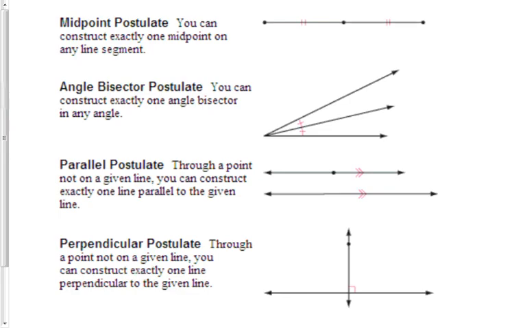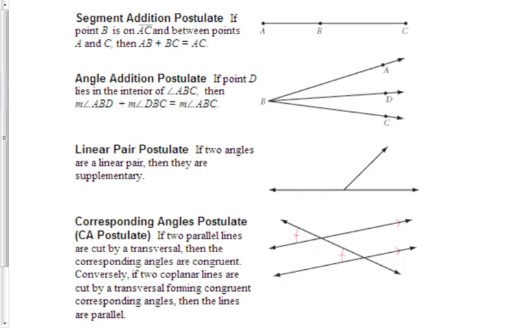The midpoint postulate. You can construct exactly one midpoint on any line segment. Angle bisector postulate. You can construct exactly one angle bisector in any angle. The parallel postulate. Through a point not on a given line, you can construct exactly one line parallel to the given line. And the perpendicular postulate. Through a point not on a given line, you can construct exactly one line perpendicular to the given line. Segment addition postulate. If point B is on segment AC and between points A and C, then AB plus BC equals AC.